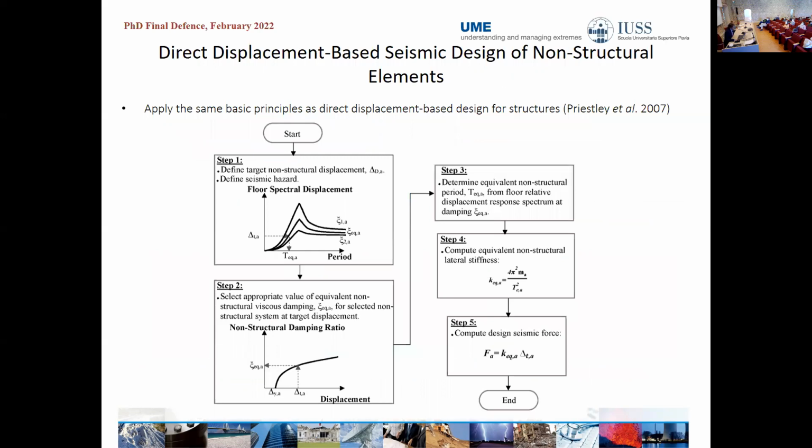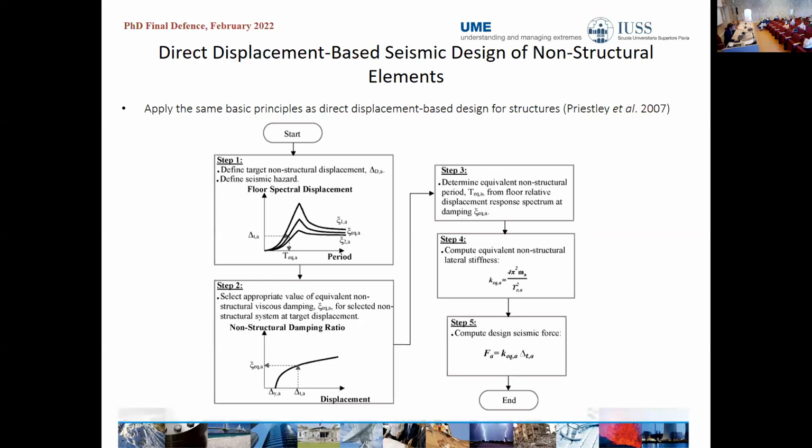So how do we apply direct displacement-based design to non-structural elements? Basically, we just apply the same basic principles as direct displacement-based design for building and bridge structures proposed by Priestley et al. So the procedure would look something like this, following these steps. In step one, you define the target non-structural displacement that you want the non-structural element to achieve. You couple that with a definition of a seismic hazard level. This seismic hazard is defined in terms of a relative displacement response spectrum.